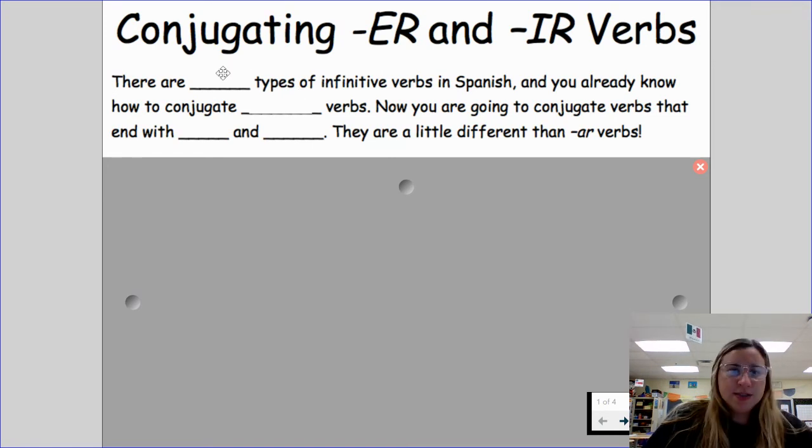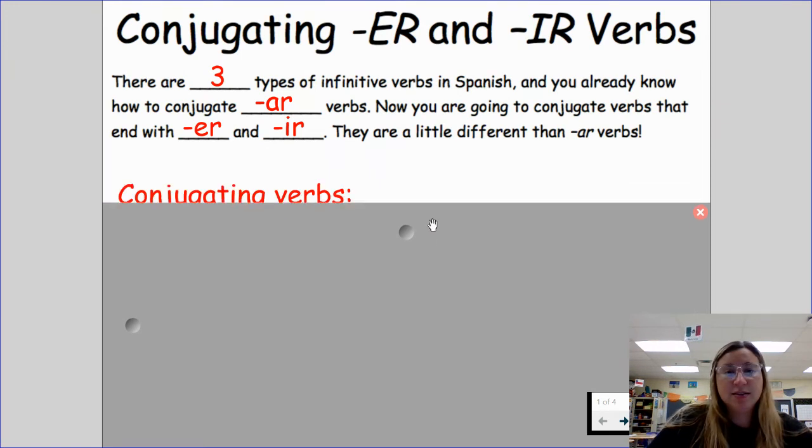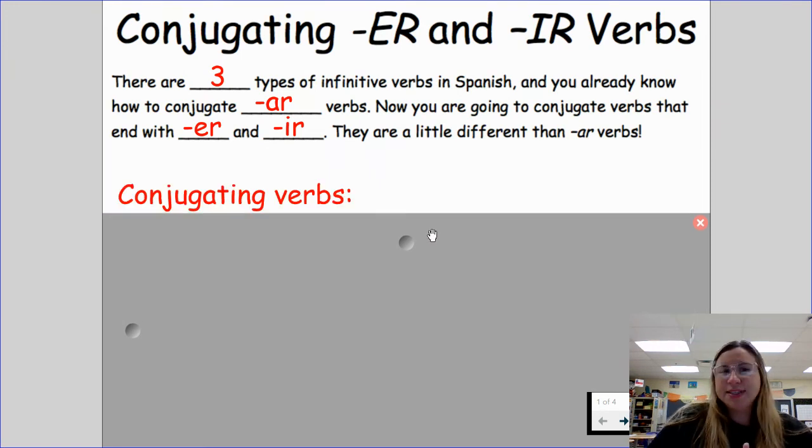So let's get going. There are 3 types of infinitive verbs in Spanish. What type of infinitive verb do you already know how to conjugate? Yep, you already know how to conjugate AR verbs. Those are verbs that end with AR. Now let's learn how to conjugate verbs that end with ER and IR. They are different than AR verbs. The steps are still the same though.